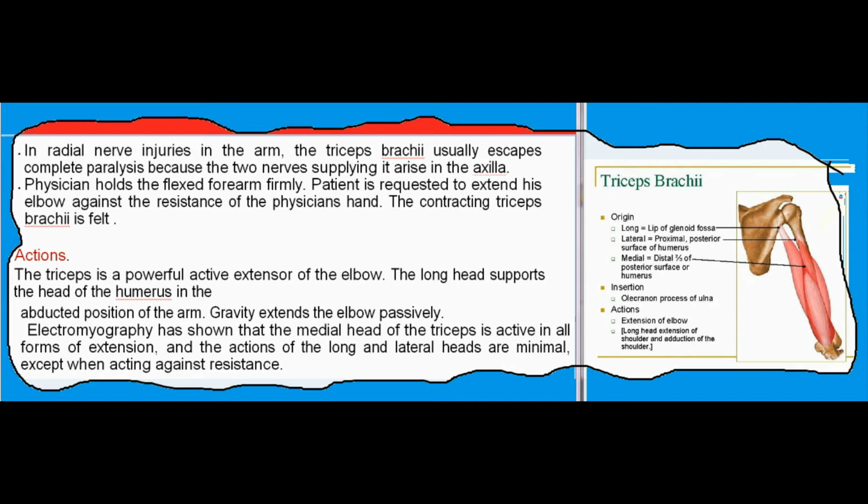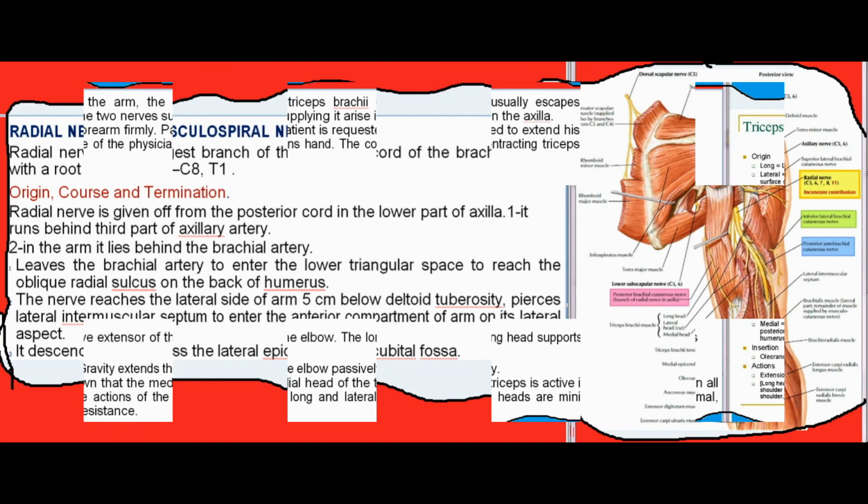Actions: the triceps is a powerful active extensor of the elbow. The long head supports the head of the humerus in the abducted position of the arm. Gravity extends the elbow passively. Electromyography has shown that the medial head of the triceps is active in all forms of extension, and the actions of the long and lateral heads are minimal, except when acting against resistance.